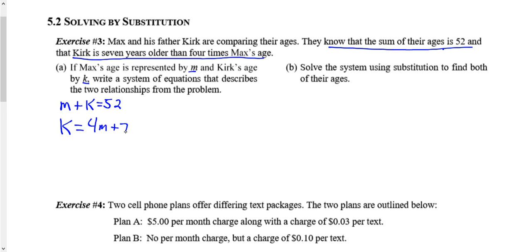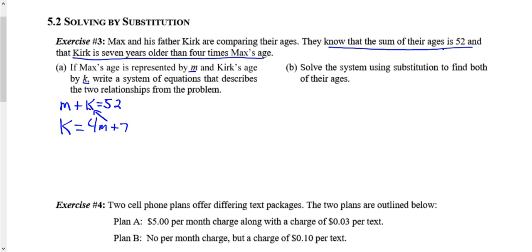Read B. What should we do here, guys? Anything we can substitute? Do you guys see a K in both equations? Yeah. And does one of them actually say K equals stuff? Yeah. So what can I do with this K? I can replace this K with what? The thing it's equal to, right? 4M plus 7 can go in there.